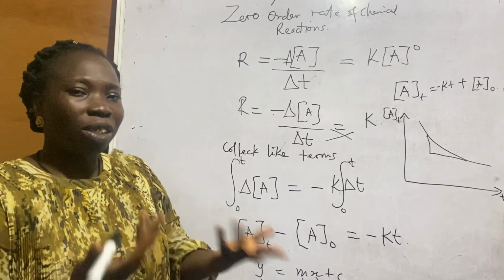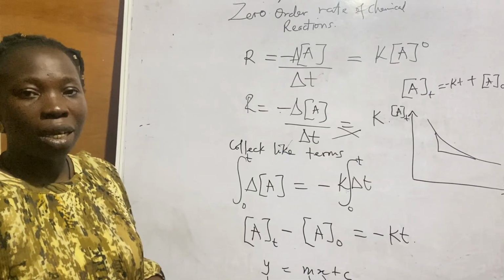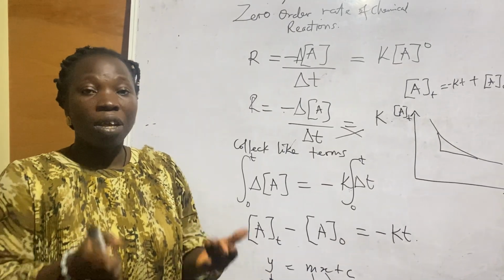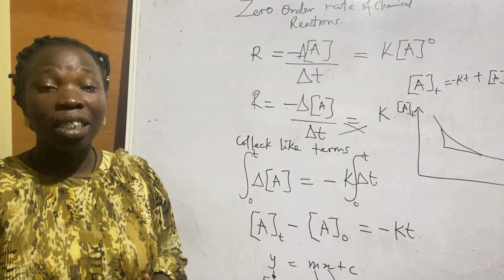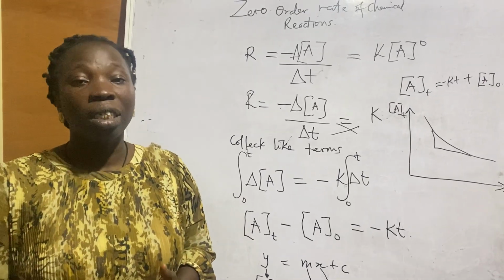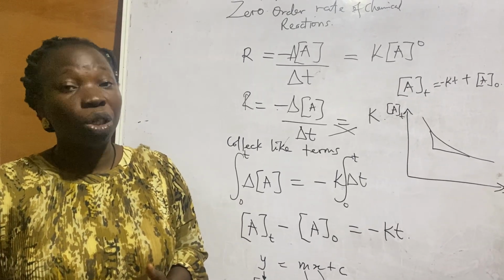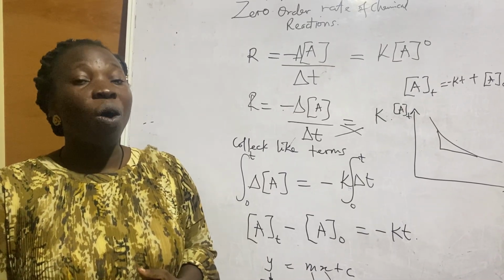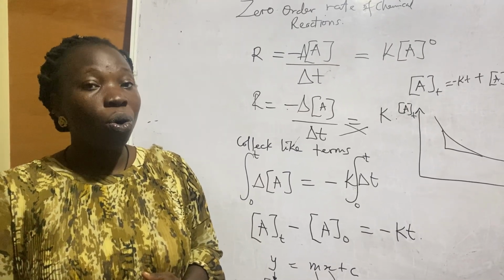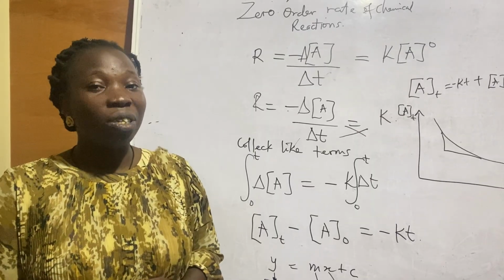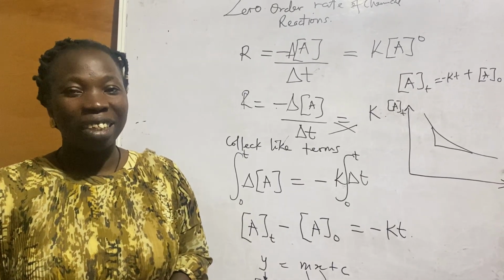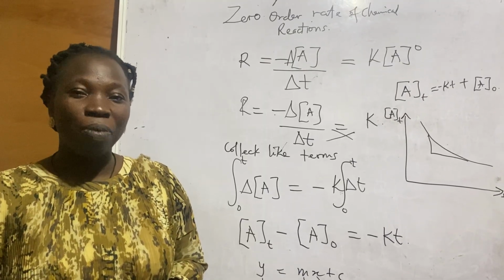So questions can easily be asked. What are the differences? You can state that as the differences. First order is that the rate of chemical reaction depends only on the concentration of a single reactant. Second order depends on the concentration of a double reactant, while zero order does not depend on the concentration of the reactant.